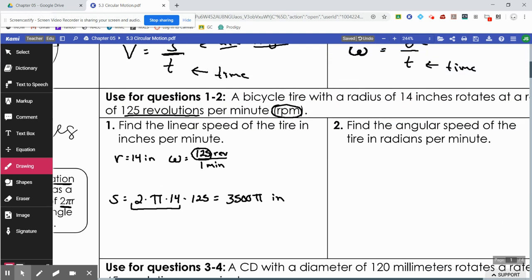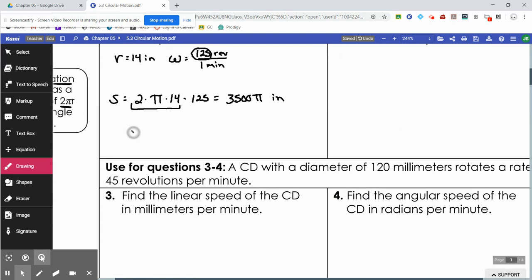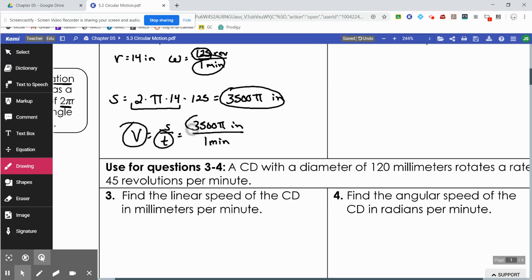So the linear speed, if you don't remember the formula, is velocity equal to arc length over time. Our arc length was 3,500 pi inches, per our time of 1 minute. All we're asking is how far is this thing rotating each minute, if it rotated 125 revolutions. So that's it. That would be your linear velocity.